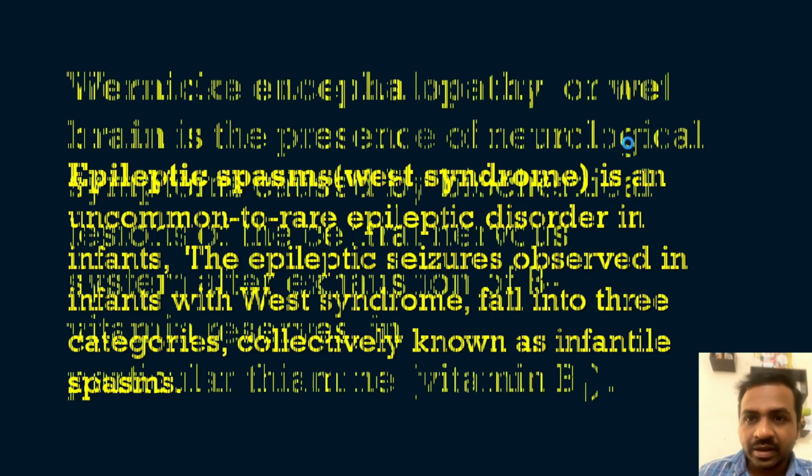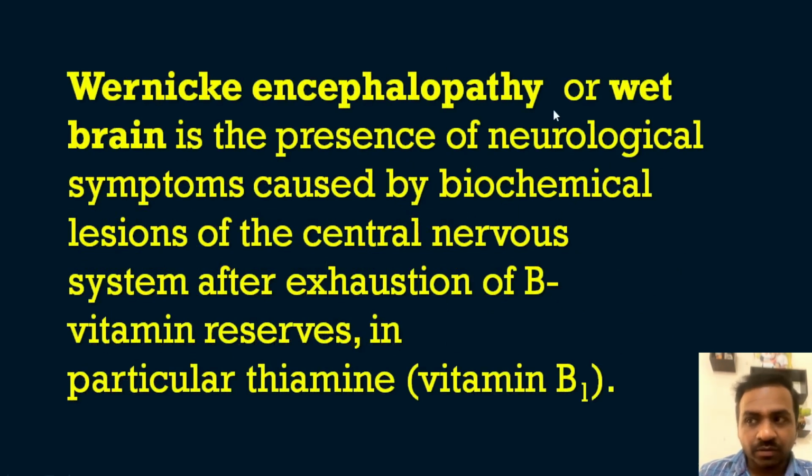Okay, so don't forget. Now another option was the Wernicke's encephalopathy. Regarding this, I have explained very well in our older videos. So Wernicke's encephalopathy, otherwise known as the wet brain. Okay, wet brain. This is the presence of neurological symptoms caused by the biochemical lesions of the central nervous system after exhaustion of the B vitamin reserves. That means B vitamin deficiency, particularly thiamine, that is vitamin B1. So keep in mind Wernicke's encephalopathy, otherwise known as wet brain, deficiency of vitamin B1, commonly happening in chronic alcoholic patients. Okay, so that is Wernicke's encephalopathy.